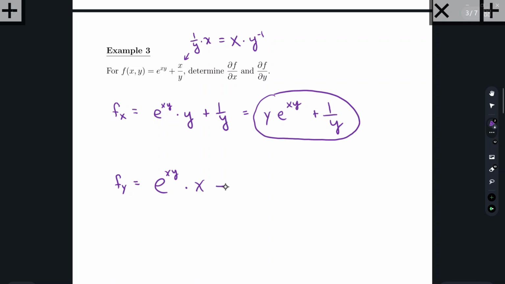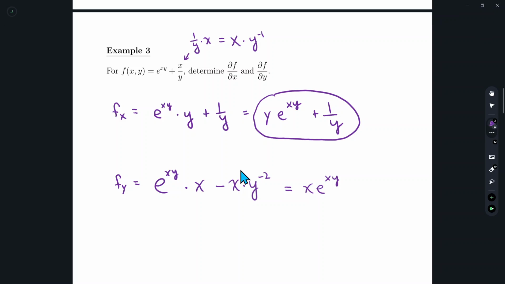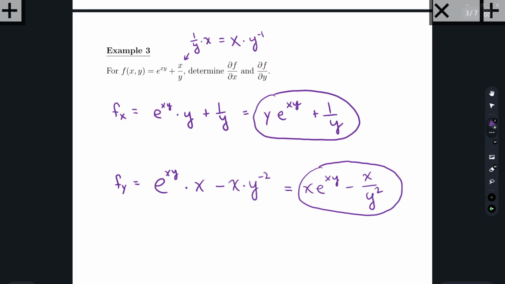So the minus 1 comes down, and then I have the x as the coefficient, times, and then I subtract 1 from the exponent. So negative 1 minus 1 gives me a negative 2. Okay, so that's the derivative, and then I can rewrite the answer in this way. So y to the negative 2 goes into the denominator, so that becomes x over y squared. Okay, so that's the partial derivatives for example 3.